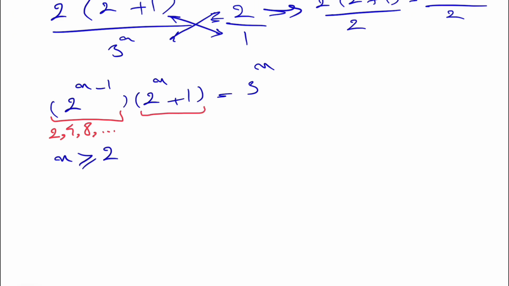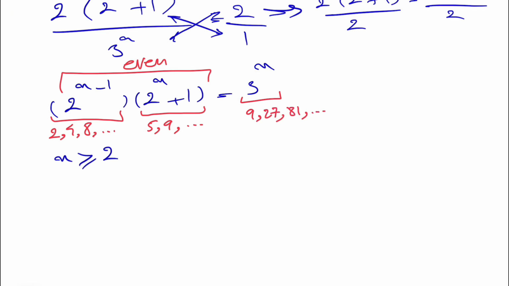And this will be starting from 2: 2 to the power of 3 is 8 plus 1 is 9, and the rest will be odd numbers. And when we have an odd number times an even number, this means we will have an even expression on the left. And we know 3 to the power of x will give 9, 27, 81, and the rest will be odd numbers. That means our x cannot be greater than or equal to 2.